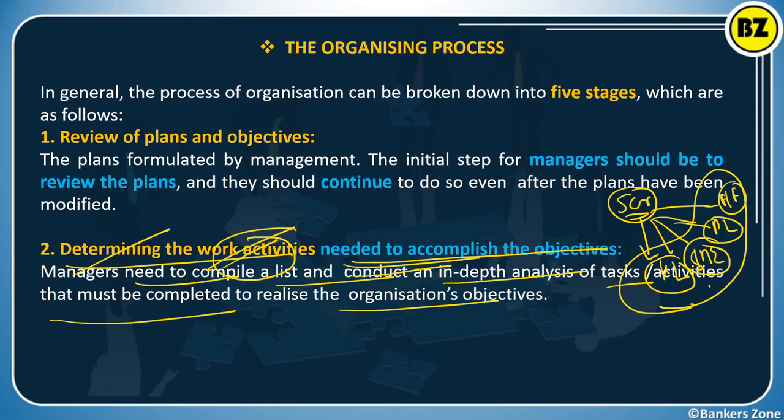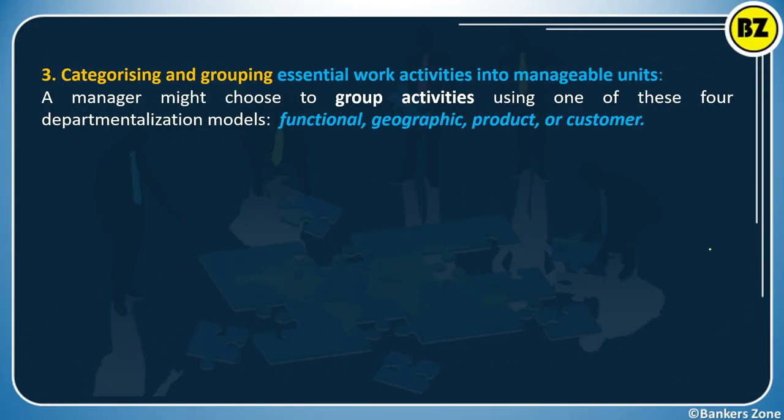So first, you have to review the plan and objective, then determine the work activity. Third is categorizing, grouping essential work activity into manageable units.